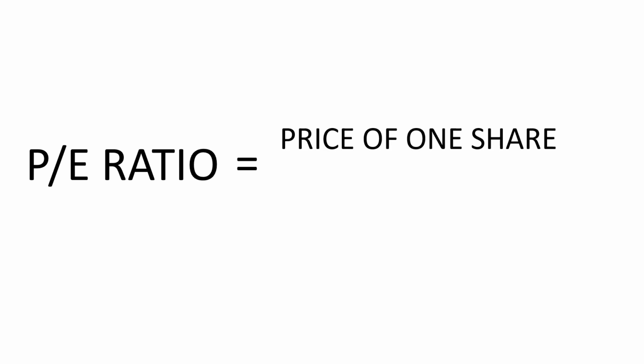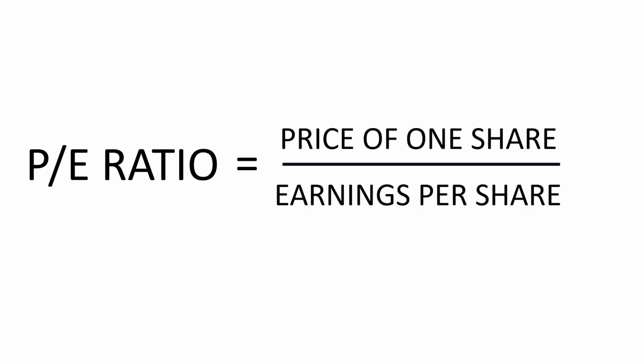So this is your formula for PE ratio. PE ratio, which is price to earnings ratio, is nothing but the price of one share divided by earnings per share. If you use this formula, you'll be able to find out the PE ratio of a company.